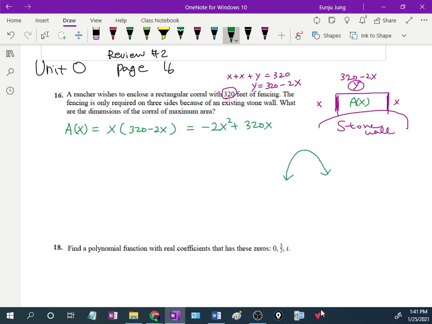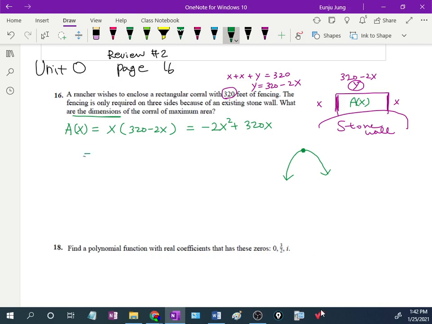So if I'm looking for the dimension of the maximum area, since this is the area formula function, I'm looking for the vertex, right? That vertex gives us the maximum area. So what is the x coordinate? And then if I know the x coordinate, I can answer what is y, and by using x and y in dimension, I can answer the question. Make sense? All right, so let's use a calculator, or you can just find the vertex quickly.